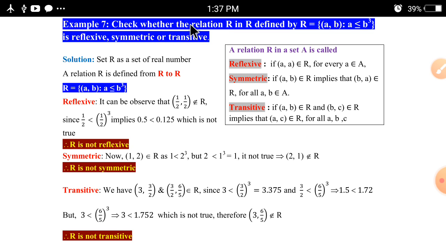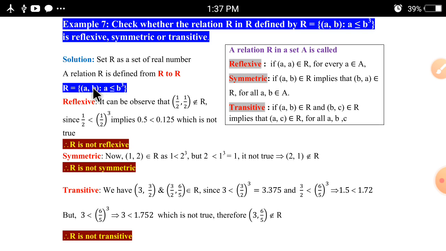So in the given example, the relation is defined on the real numbers, and the relation is defined as R equals the ordered pair (a, b) such that a is less than or equal to b cube. What they are asking in the question is whether the defined relation is reflexive, symmetric or transitive. Now we check one by one using the properties of reflexive, symmetric and transitive. So let us solve this problem.